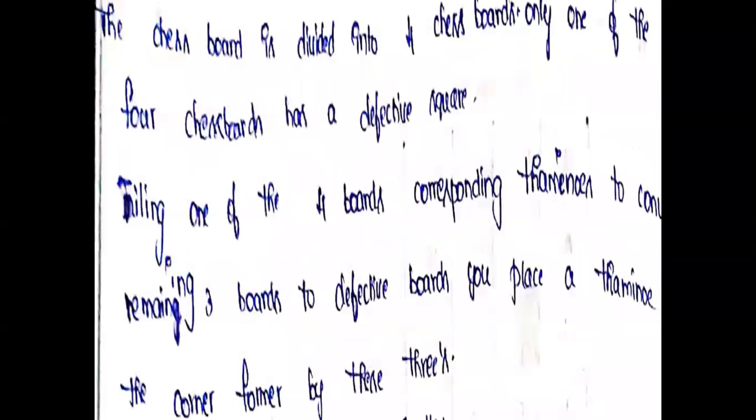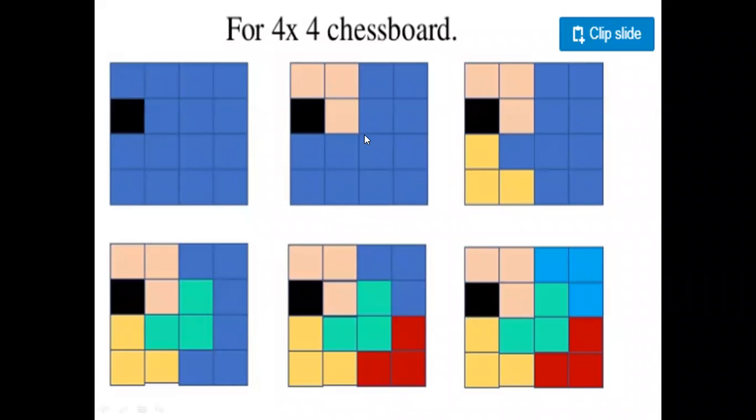In the chessboard, any chessboard is divided into 4 subproblems. In the 4 subproblems, only one subproblem has the defective square. The remaining 3 subproblems have non-defective squares. In those 3 subproblems, the 3 non-defective squares are covered with one triomino.